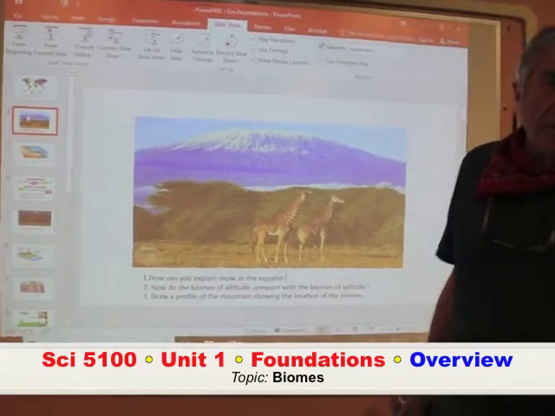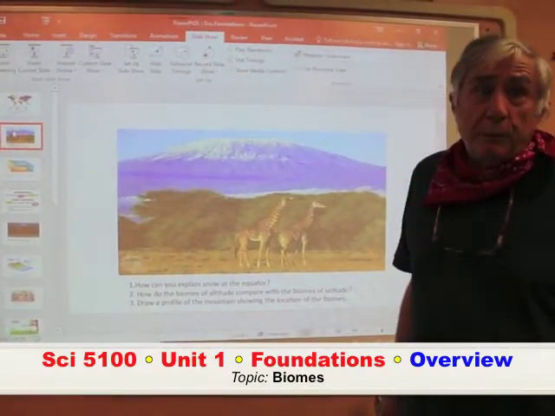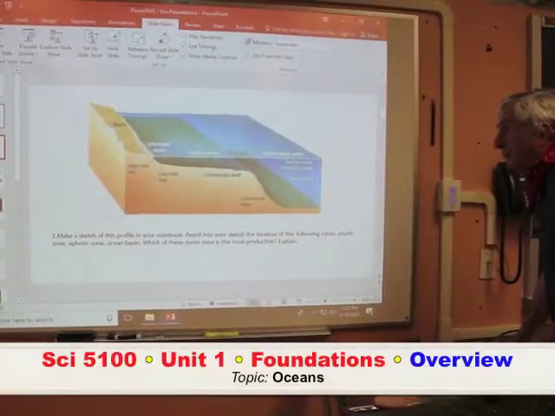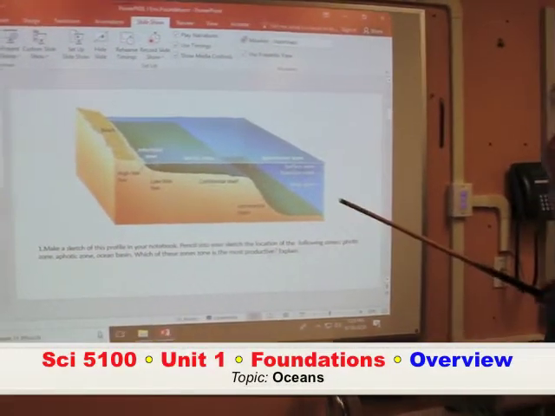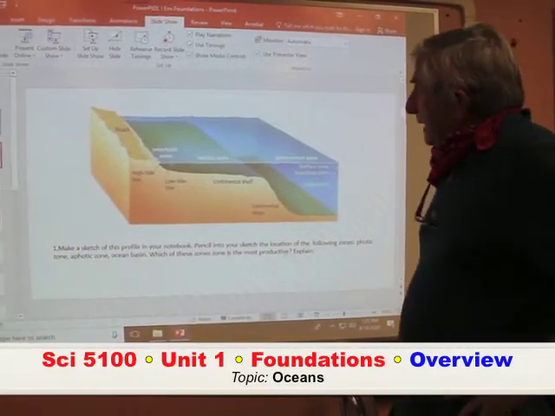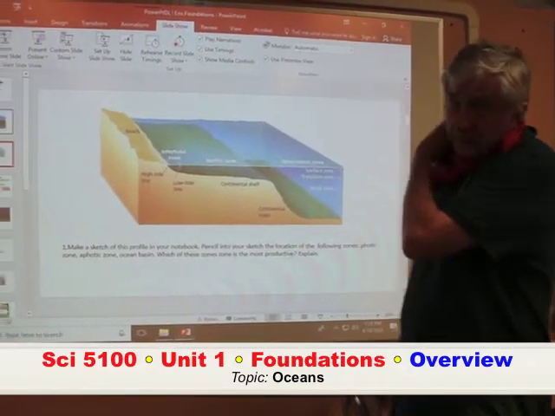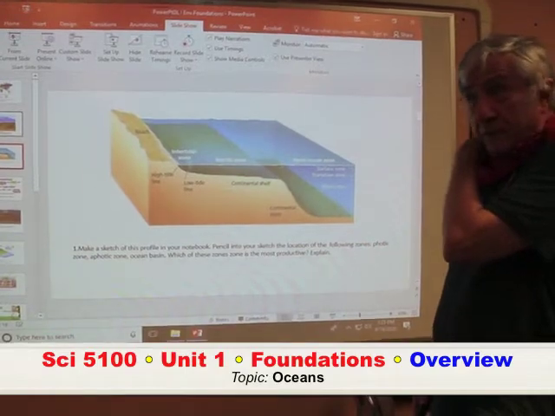So the biomes of altitude are very similar to the biomes of latitude. And one of the things about the biosphere is it has these different regions. There's one region, however, we just didn't even mention.